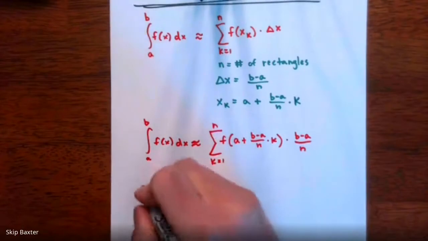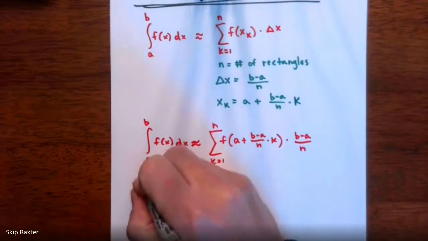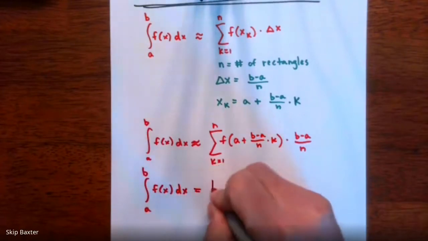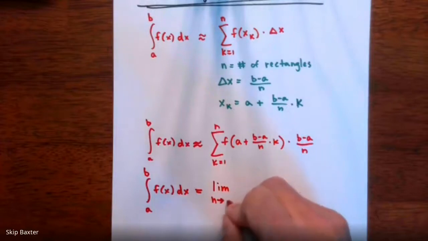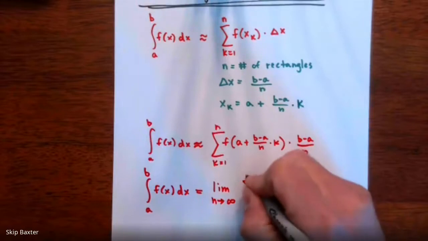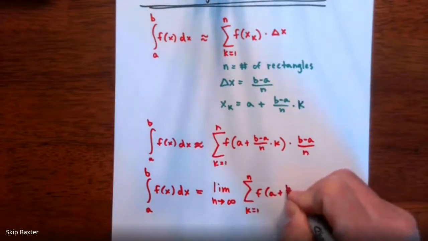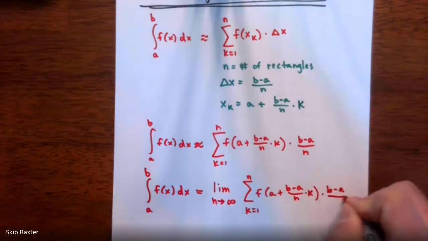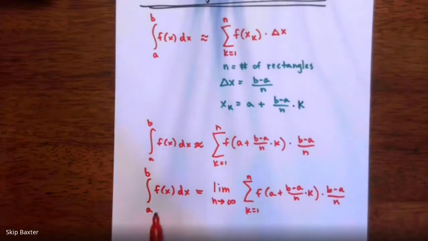We could actually say that the integral from a to b of f of x dx would actually equal the limit as n goes to infinity of that whole thing. Summation k equals 1 to n of f of a plus b minus a over n times k times b minus a over n. A definite integral is really the limit of the Riemann sums as the number of rectangles you're adding together goes to infinity. So hopefully this makes sense to you. This is like a key idea, right?